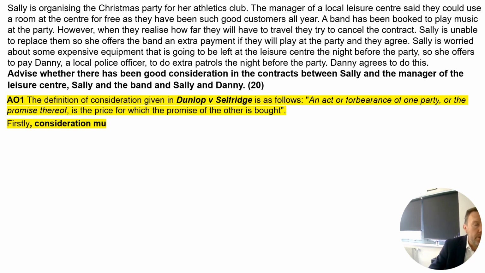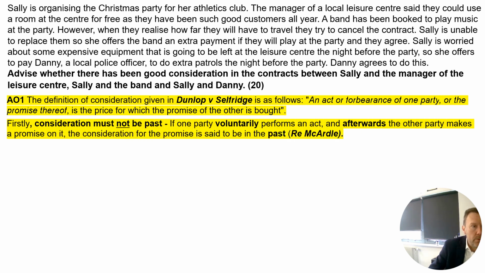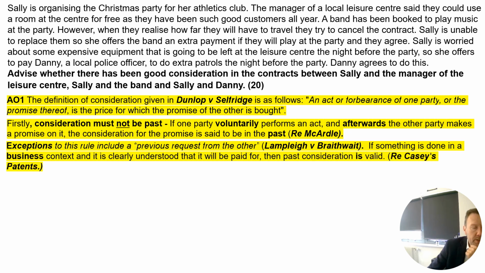And then what you need to do, and I've done it here, is just explain the various requirements of this area of contract law. So first thing you might talk about is that consideration must not be past. And if you've done some work on this, that will be familiar to you. And you can briefly explain that. And there at the end, look, you can quote the relevant case. Any exceptions to that rule to past consideration, which might be from a previous request, you can explain and throw in the case, often just in brackets at the end of the sentence where you've quoted the law.